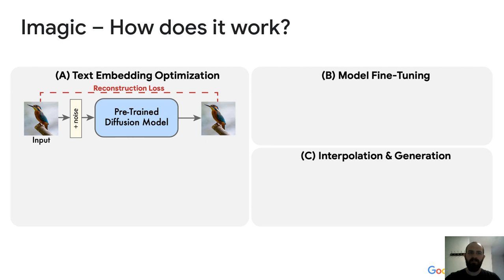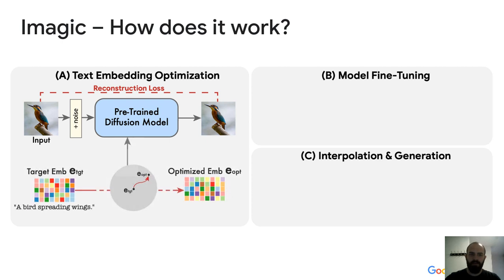Now, the way this works is that we start off with a pre-trained text-image diffusion model. We take our input image, we add some noise to it and input it into the diffusion model. The diffusion model will try to denoise it, and we use the traditional diffusion reconstruction loss between the output image and the input clean image, and we optimize this reconstruction loss. We backpropagate through the diffusion model into the text embedding, starting off from the target text embedding and searching for an optimized embedding, EOPT, that should semantically describe our input image.